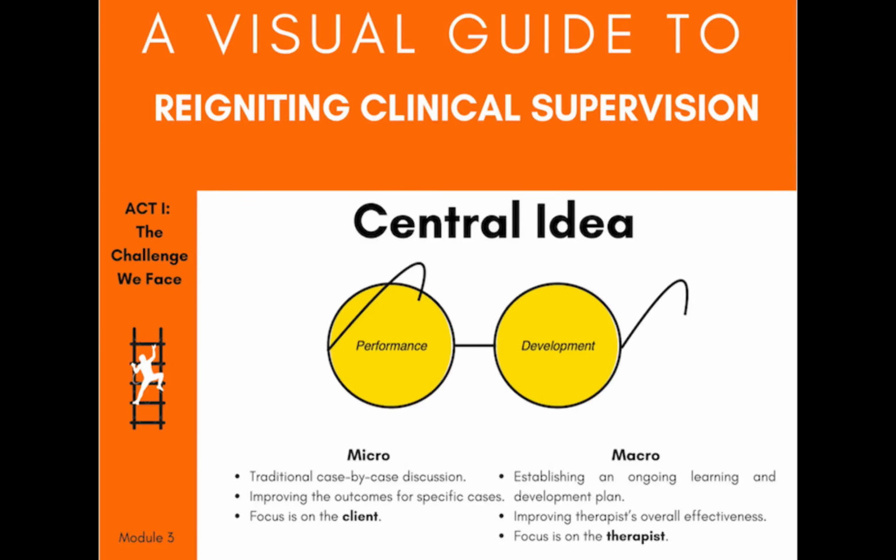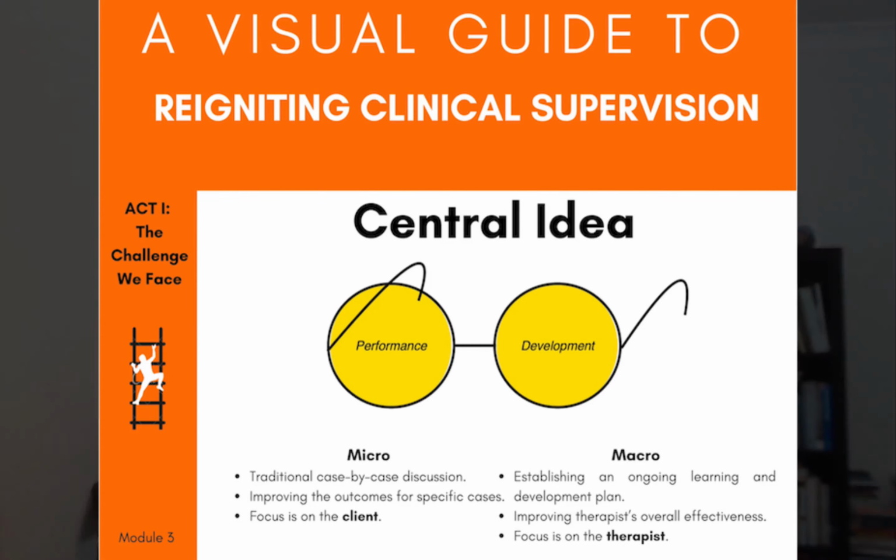The first act looks at the central idea of what RCS is about, which focuses on the difference between coaching for performance and coaching for development. The rest of the course hinges on these 2 pillar ideas that we'll continually revisit. Briefly, coaching for performance is typically at a micro level, looking at one case at a time, helping somebody with a stuck case, and the emphasis is typically on the client.